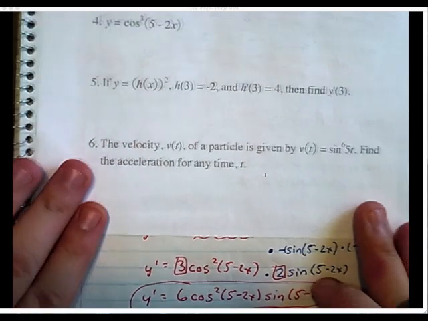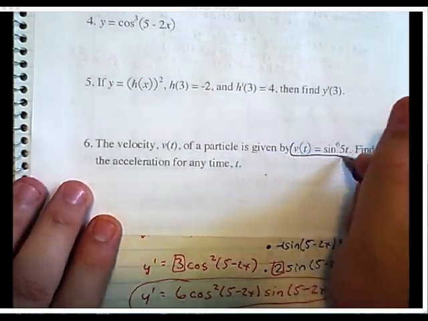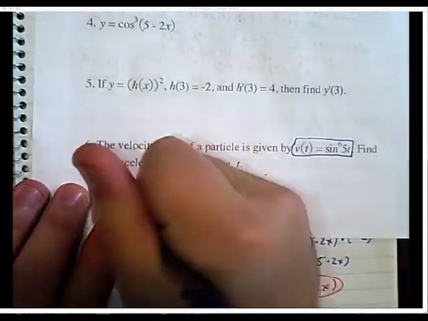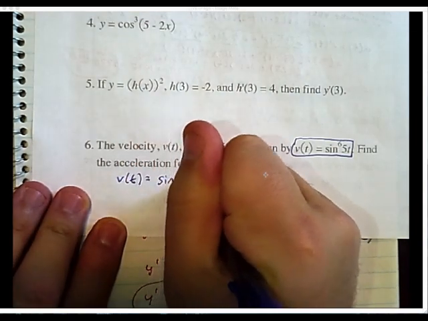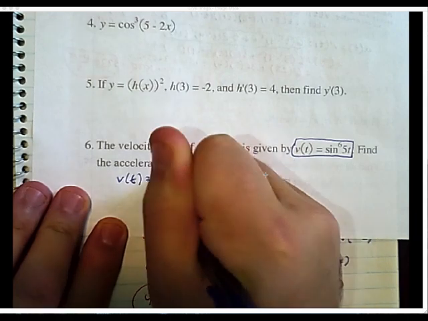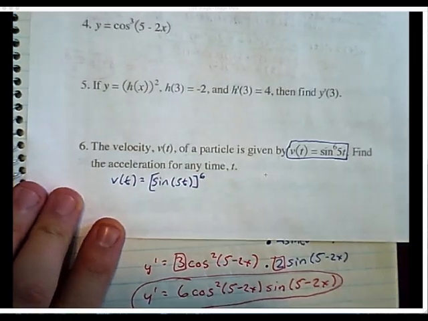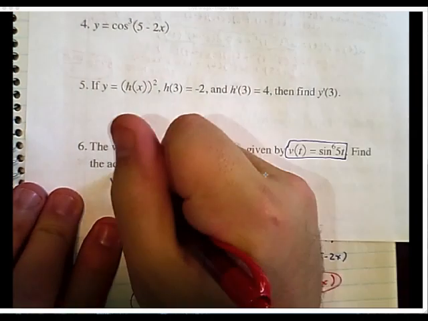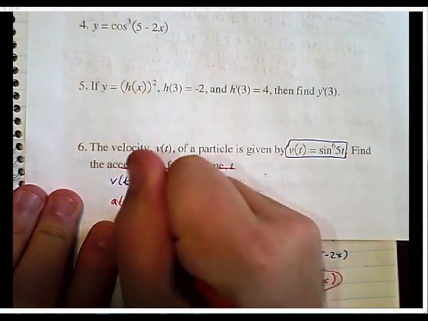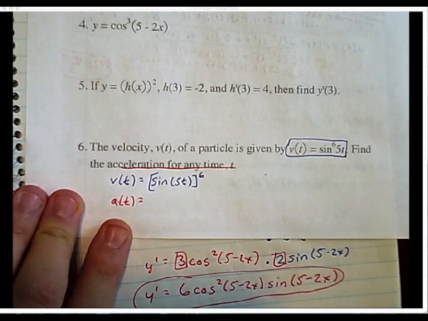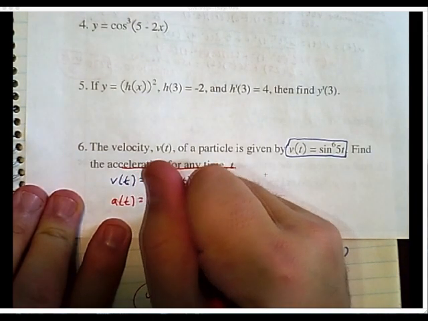Number 6 says the velocity is given by this function, which I can also write v of t equals the sine of 5t raised to the 6th power. It says find the acceleration for any time t. So they want to know what the equation for a of t is. And what do I know about a of t? It's the derivative of velocity.